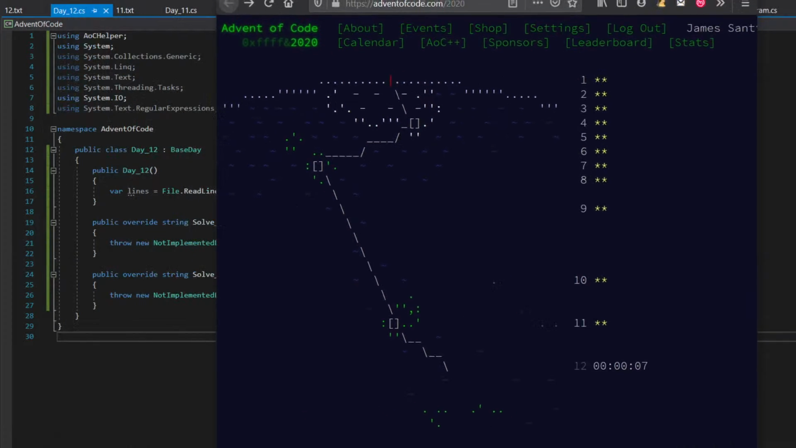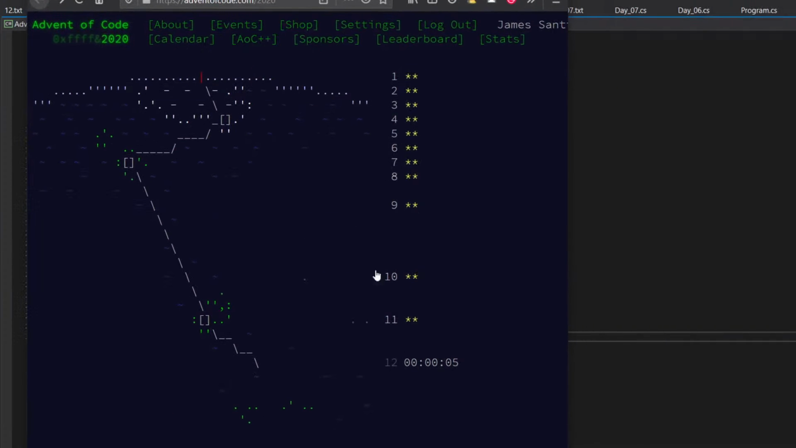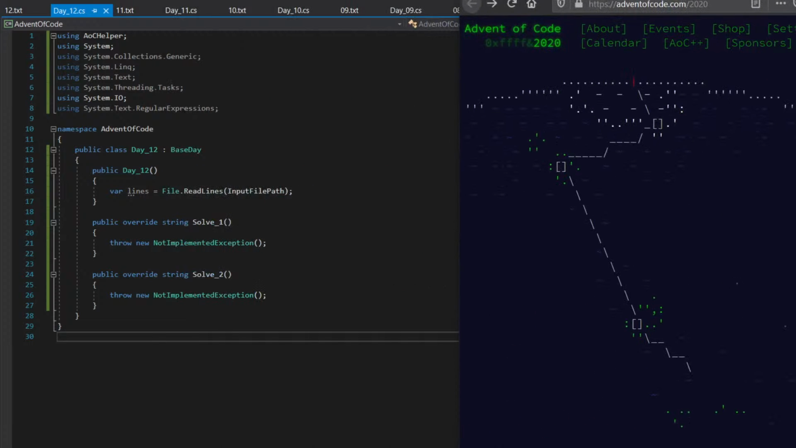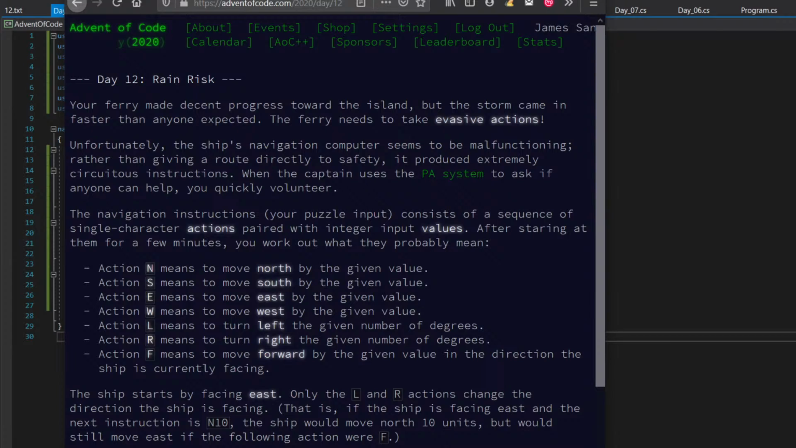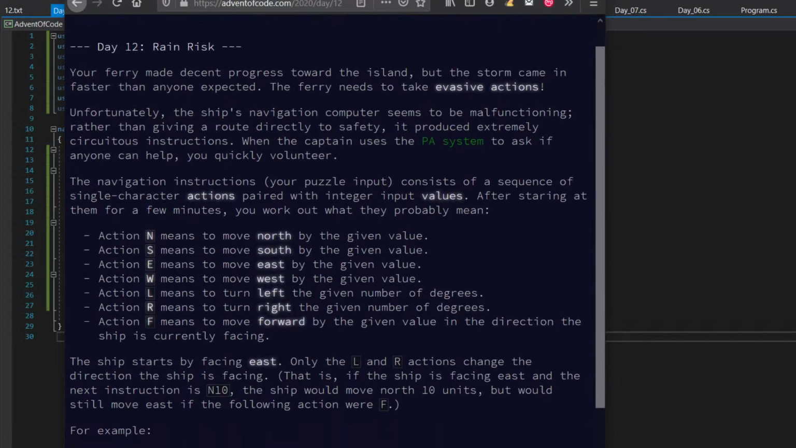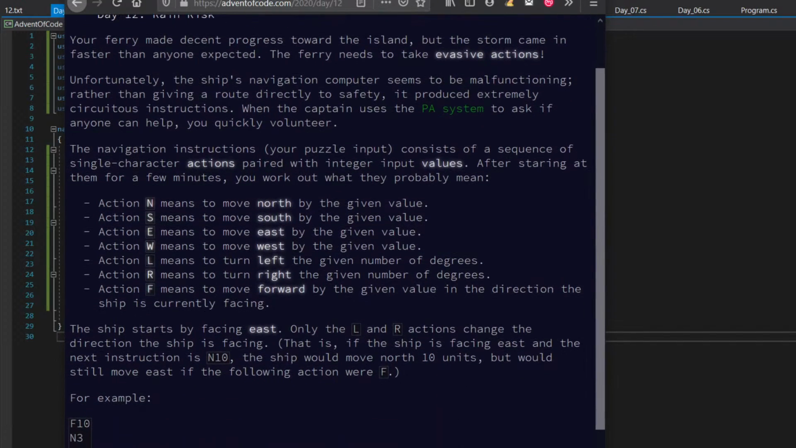All right, so I'm set up for day 12. I've got my stuff, and I'm ready. All right, we're making progress. The ferry needs to take evasive actions. Oh, look, here's the storm. Unfortunately, the ship's navigation computer seems to be malfunctioning. It produced extremely circuitous instructions, and the captain uses the PA system.